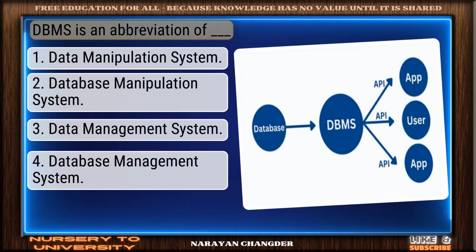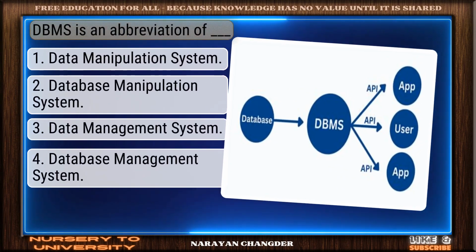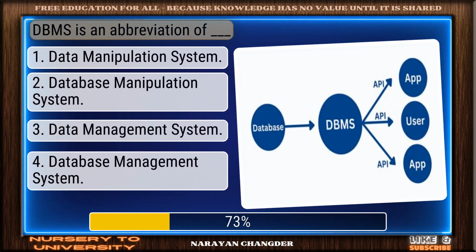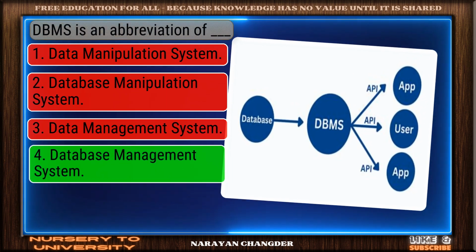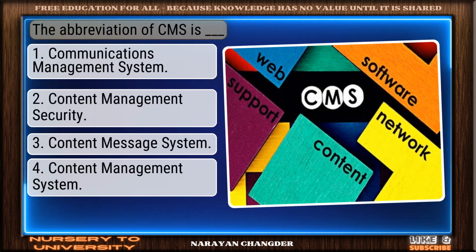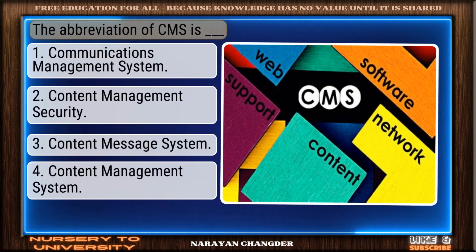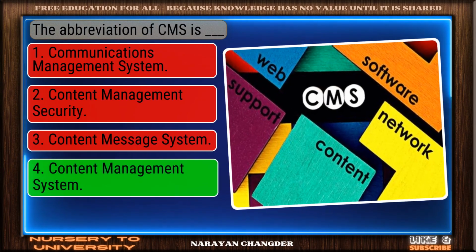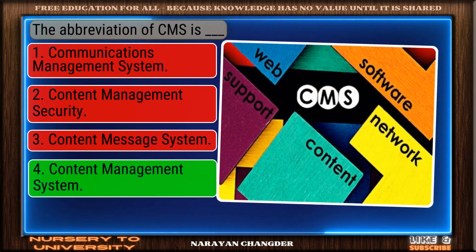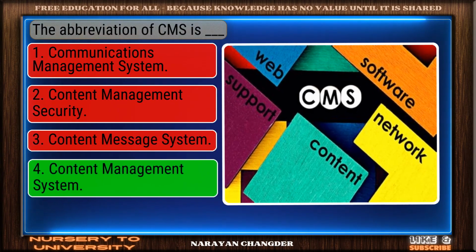Question number 57. DBMS is an abbreviation of dash. Smart pick. Database Management System is the correct choice. Question number 58. The abbreviation of CMS is dash. Perfect. Content Management System is the correct choice.